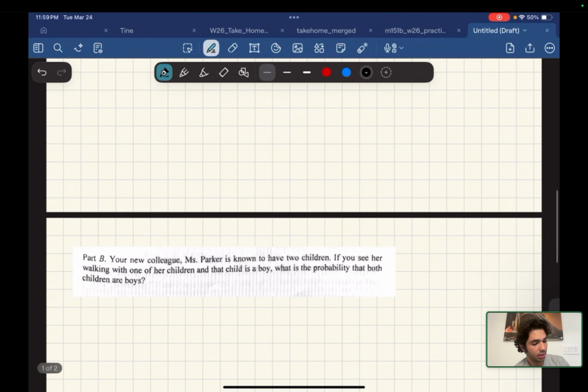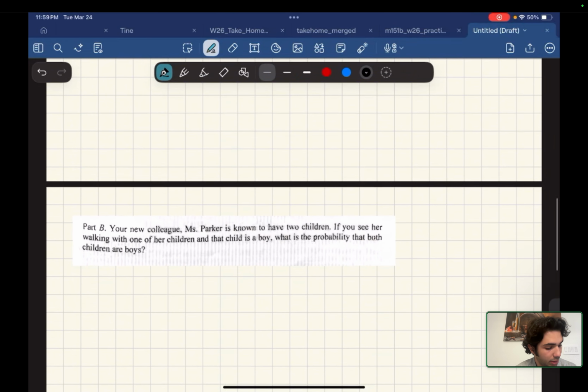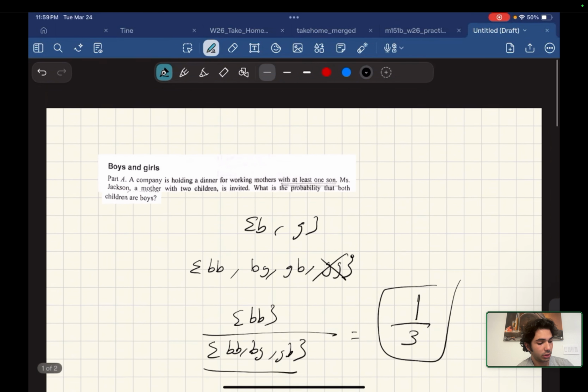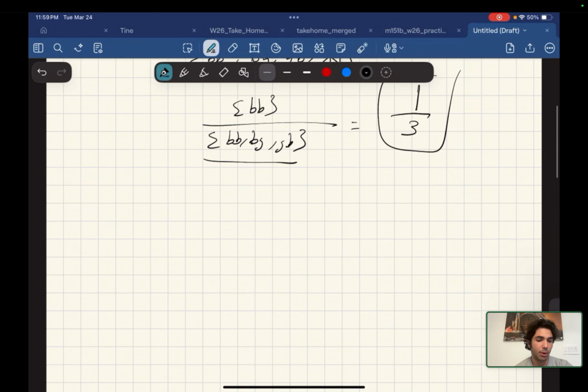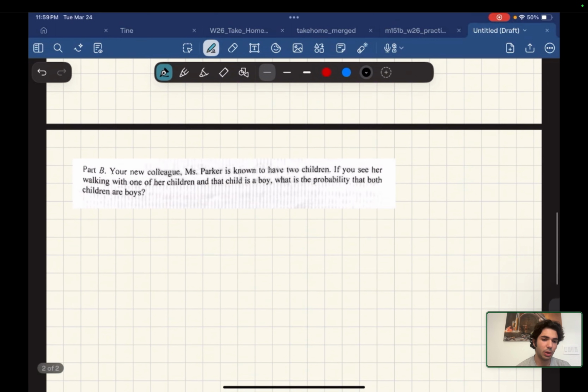Now, part B says your new colleague, Miss Parker, is known to have two children. If you see her walking with one of her children and that child is a boy, what is the probability that both children are boys? This is a trick question. It wants you to think of conditional probability like in the previous question, where we can eliminate outcomes, but we can't. All we know is she has one boy. We don't know anything about the other child.